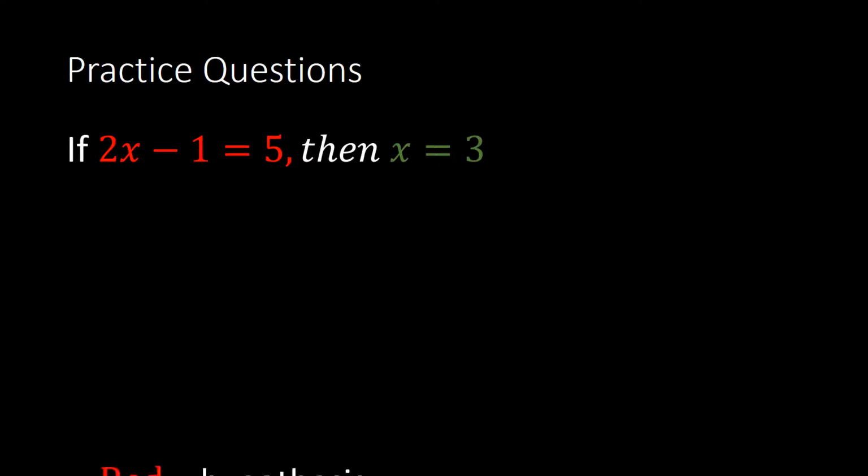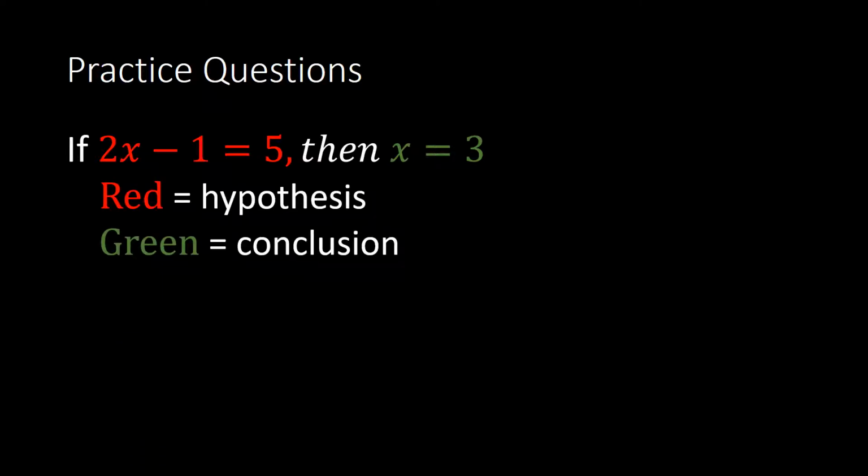So here's some practice questions that you can test yourself with. If 2x minus 1 equals 5, then x equals 3. What is your hypothesis? What is your conclusion? If you said 2x minus 1 equals 5 as your hypothesis, you would be correct. And then x equals 3 would be your conclusion.